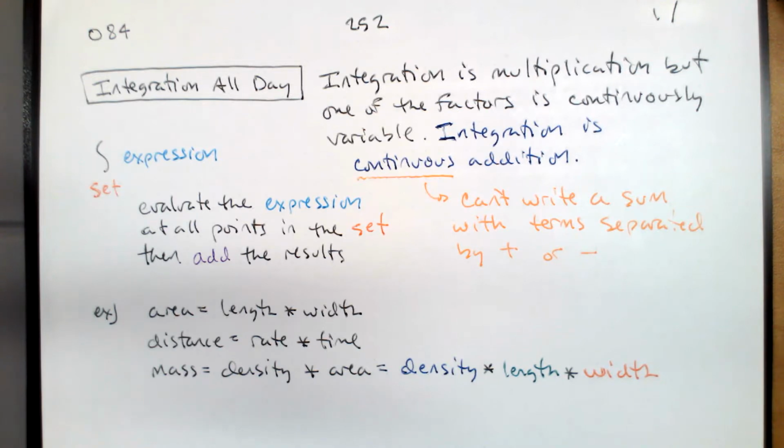But the thinking was always the same. We have some continuously variable factor. We just assume that it's going to be constant for some small change in the other factors. That way we get to multiply. Our goal is to use multiplication. Our goal is to go back to whatever grade you're in when you learn multiplication.